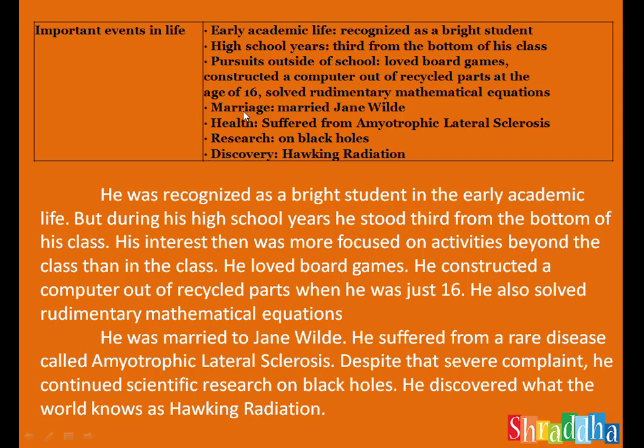Next, the details about his marriage. Married Jane Wilde. You see, "he was" is missing. Subject and verb you have to provide to frame the sentence. He was married to Jane Wilde. Next, suffered from this disease. Suffered is also a verb, and who suffered? He. So he suffered from a rare disease called amyotrophic lateral sclerosis. This was a very rare disease.